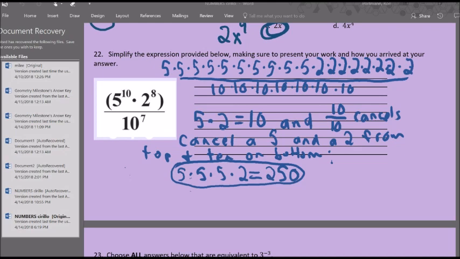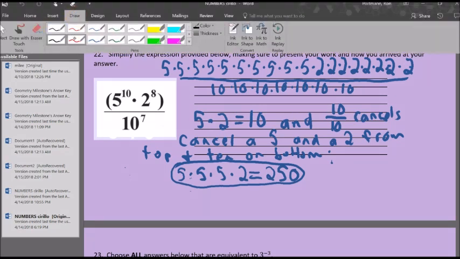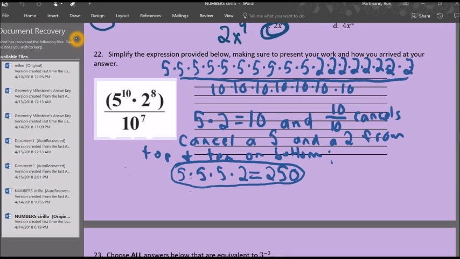So what we're going to do is write 5 to the 10th in expanded form like you see here. We wrote 5 10 times, and then we wrote 2 8 times. So that's what you see in the top there. And then in the bottom, you see 7 10s, okay? And if you notice, a 5 and a 2 multiplied together give you 10, and you have a 10 on the top, 10 on the bottom. So therefore, that's going to cancel.